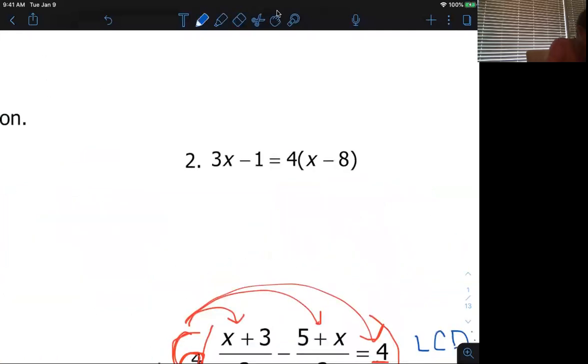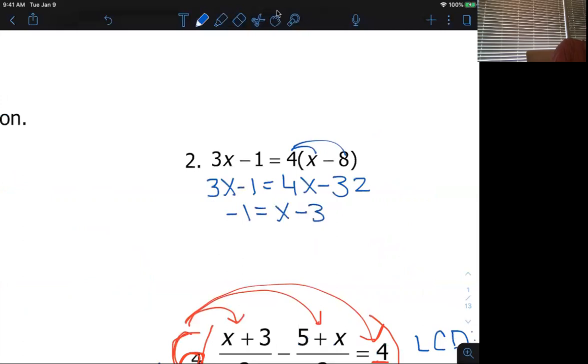Okay, so tuning back in here, and you do need to listen to the video all the way through, so you've got to make sure that you've checked your answer. I'm going to distribute the 4 here. I'm going to subtract 3x from my work. There are other ways to do it. And then I'm going to add 32 to the other side. That gets me 31. And I'm done. X is 31.